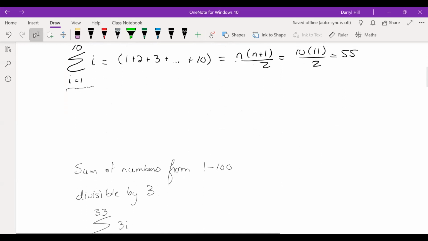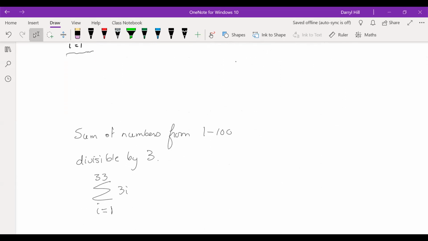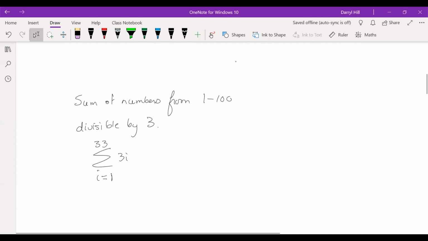All right. So let's look at something a little more complicated. What is the sum of the numbers from 1 to 100 that are divisible by 3? Well, I was supposed to erase this, but here it is. So i equals 1 to 33. Here's what we have to do: factor 3 out. We want the numbers from 1 to 100 that are divisible by 3, so we can factor 3 out.